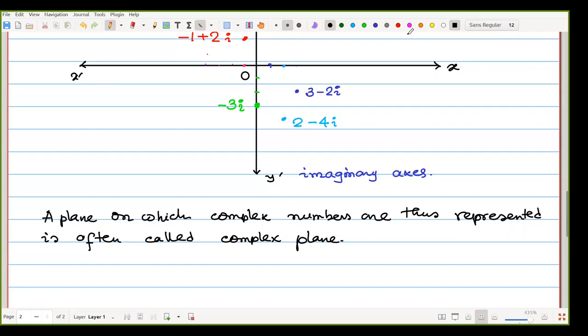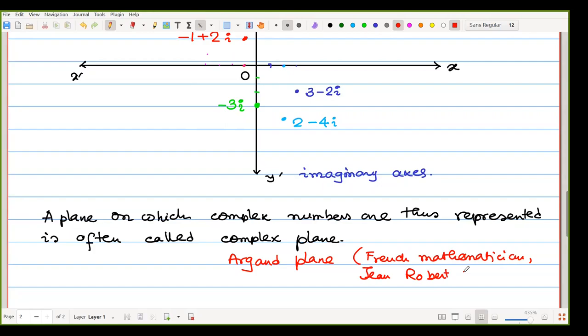It is also called the Argand plane. And why is it also named the Argand plane? That is according to the French mathematician Jean Robert Argand, 1768 to 1822, who systematically used that, and based on his name the plane is also named the Argand plane.